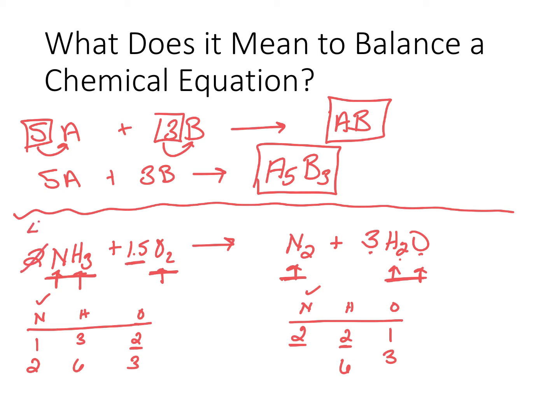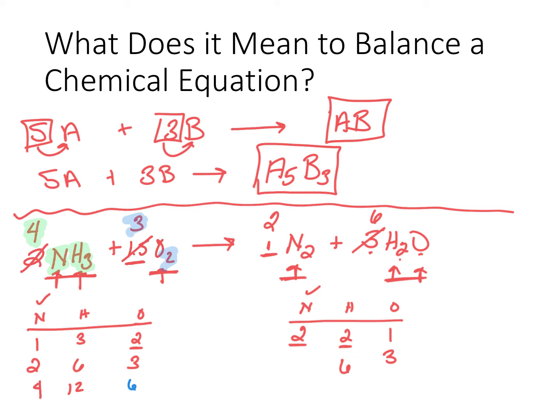So if I change this 2 to a 4, the 1.5 to a 3, no number in front implies 1, so we never have to write 1, it's assumed to be 1, but 1 times 2 is now 2, 3 times 2 is now 6. So now if I check my numbers, I have 4 nitrogens, and 4 times 3 hydrogens is 12. So 4 nitrogen, 12 hydrogen. Oxygen, I have 3 times 2, which is 6.